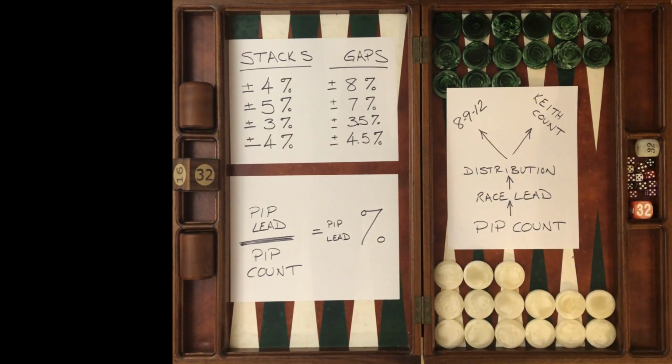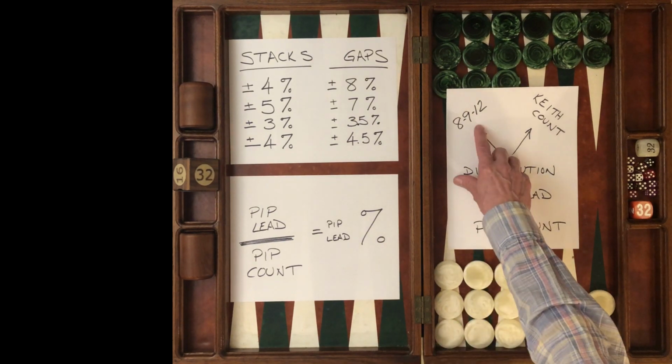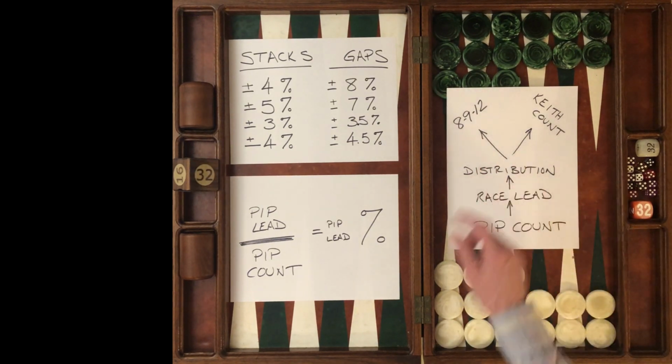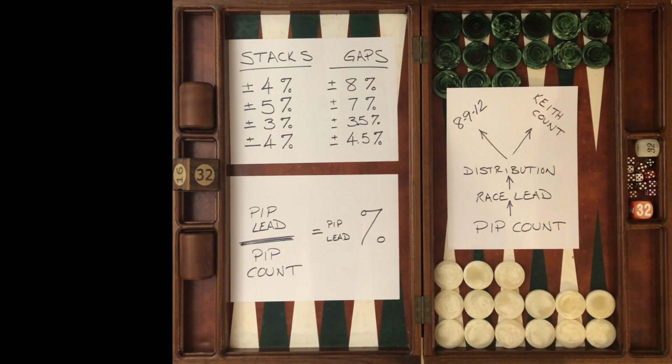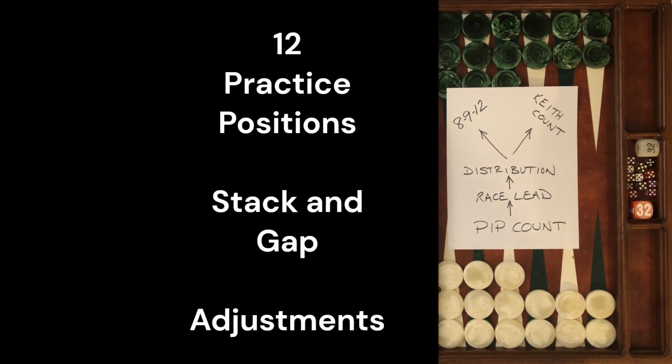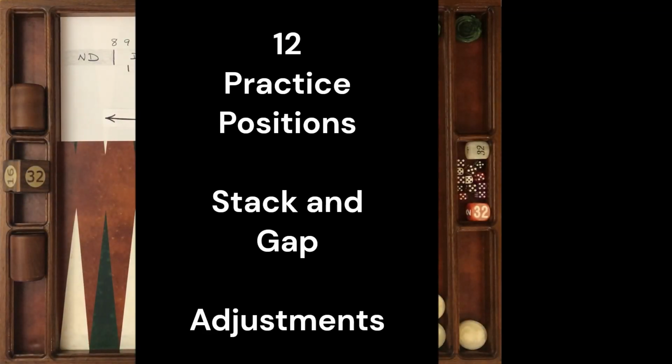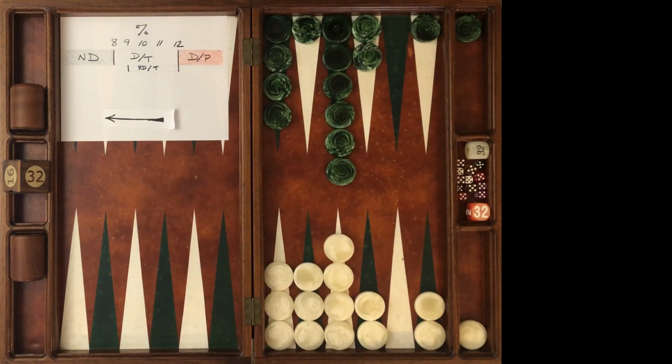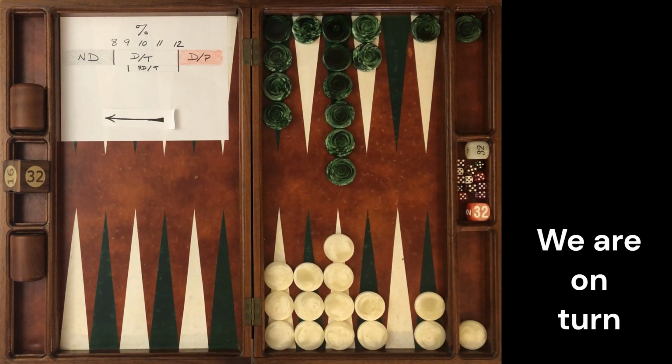We're going to finish this video with some examples of the 8, 9, 12 rule and show stacks and gaps, and we're going to make some adjustments and see how that goes. 12 quick positions. We're going to look at the 8, 9, 12 rule, and we're going to make some adjustments with our stacks and our gaps. This is our first position.